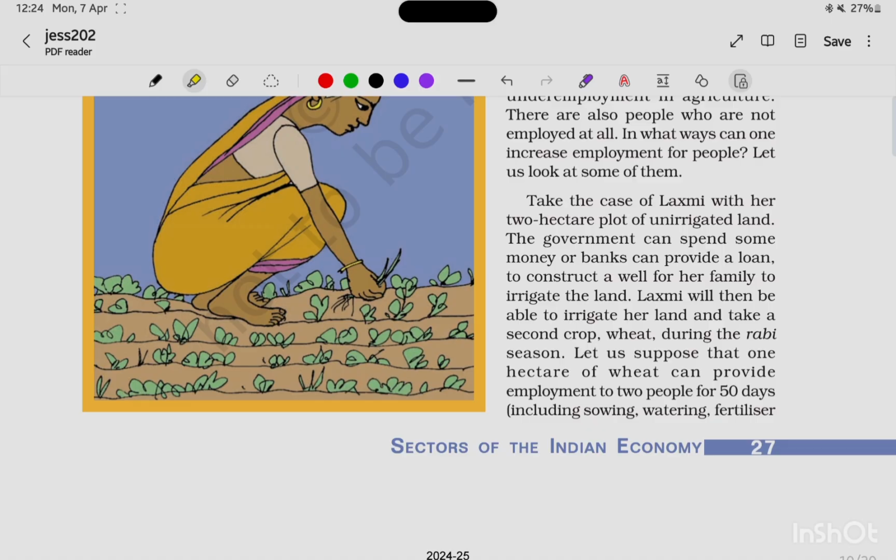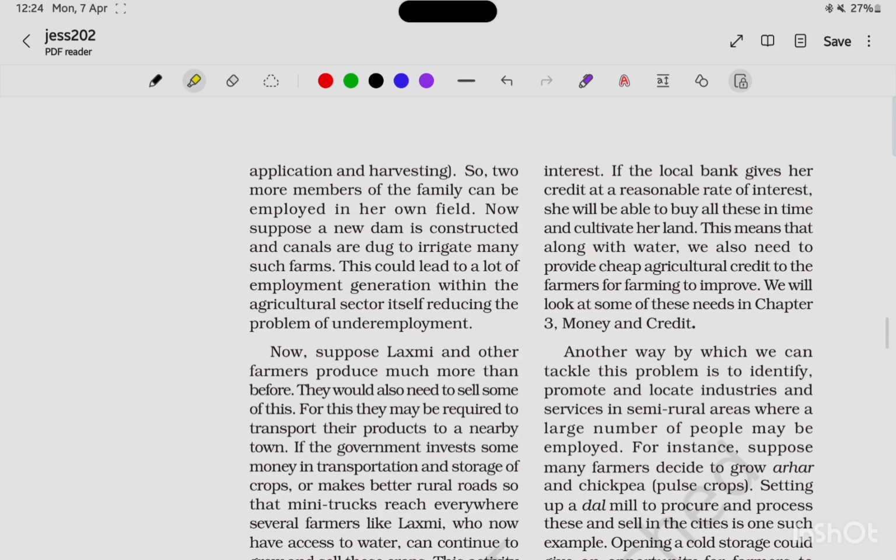The government can spend some money or banks can provide a loan to construct a well for her family to irrigate the land. Lakshmi will then be able to irrigate her land and take a second crop, wheat, during the Rabi season. Let us suppose that 1 hectare of wheat can provide employment to 2 people for 50 days, including sowing, watering, fertilizer application, and harvesting. So, 2 more members of the family can be employed in her own field.